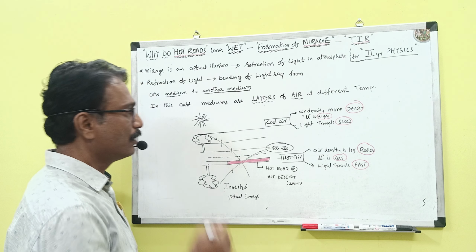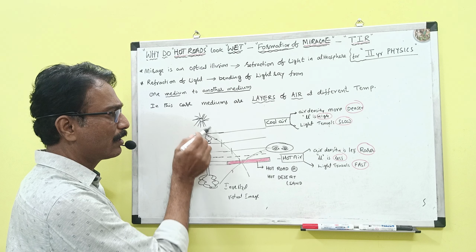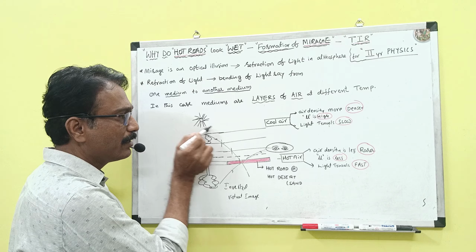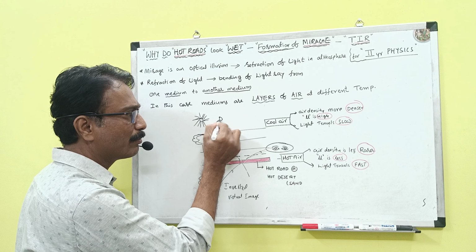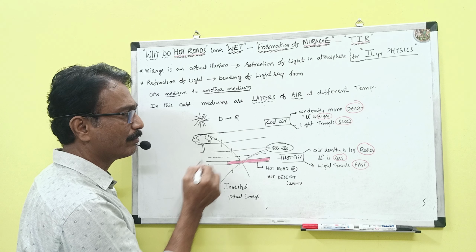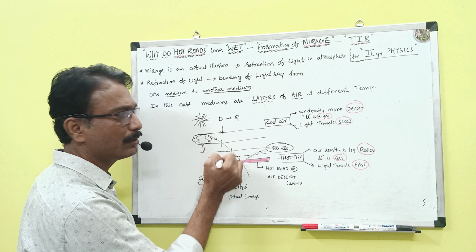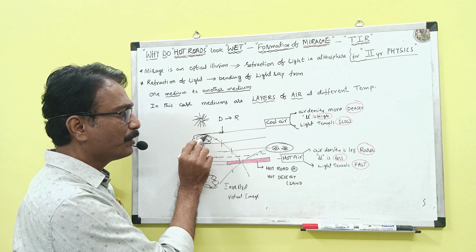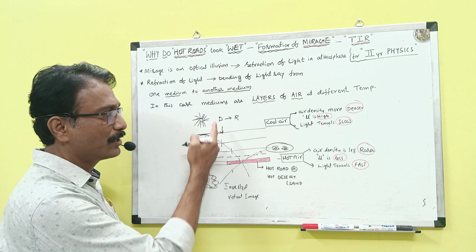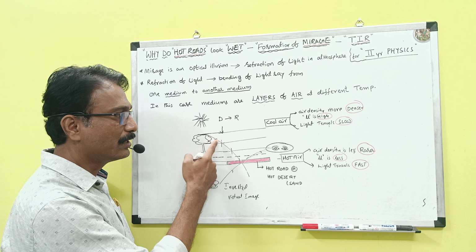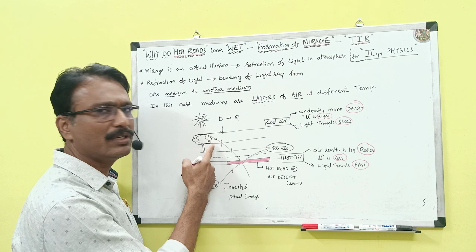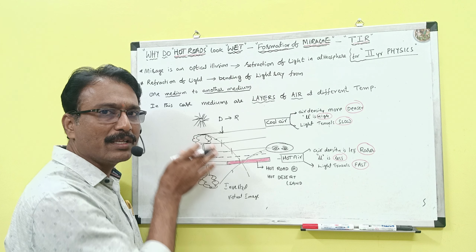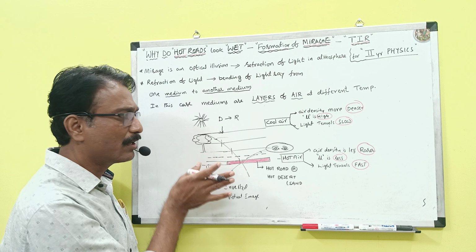Now we can consider light rays from the sun or an object like a tree, whatever it may be. When the light ray is traveling from the denser medium to the rarer medium, meaning from cool air to hot air, in the downward direction, at every point, what will happen? When the light ray travels from a denser medium to a rarer medium, the refracted ray bends away from the normal. In each and every layer, the refracted ray is away from the normal.